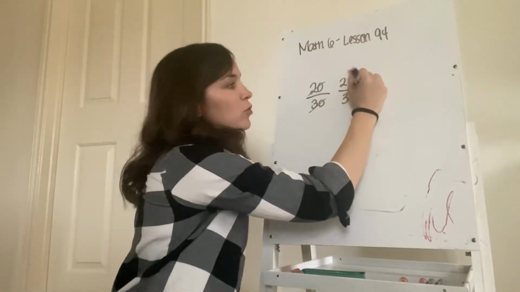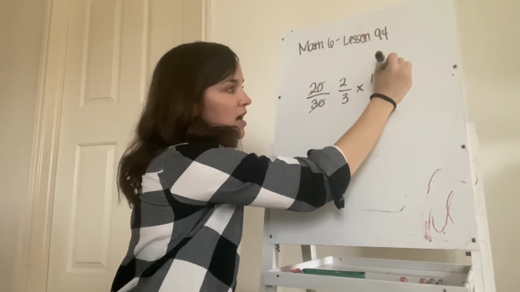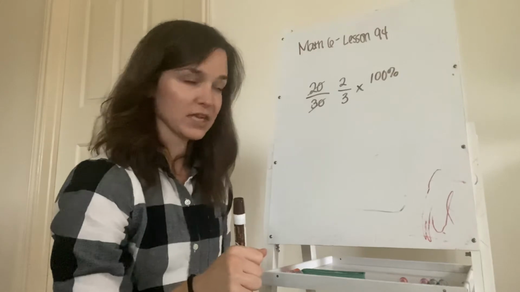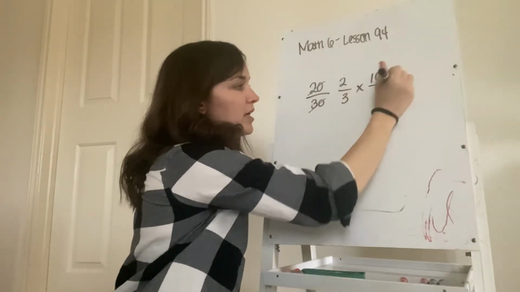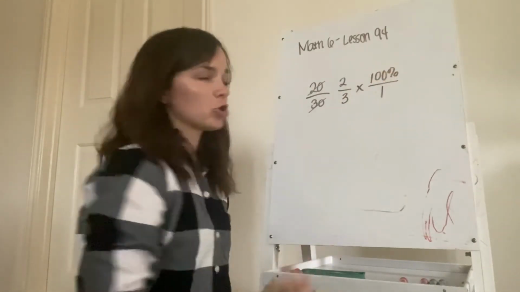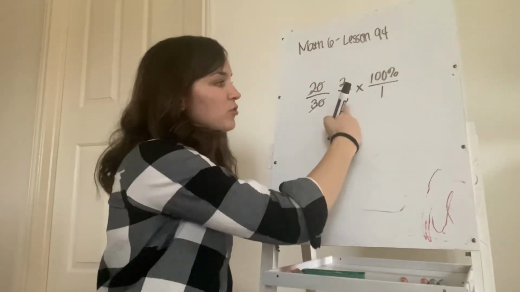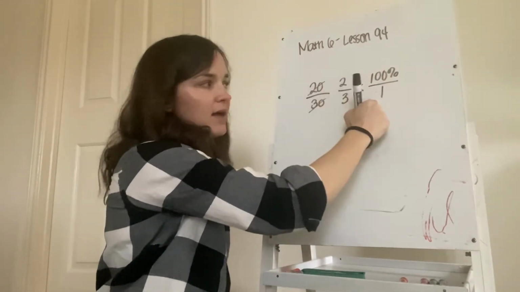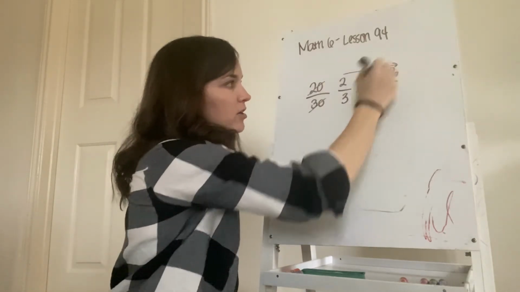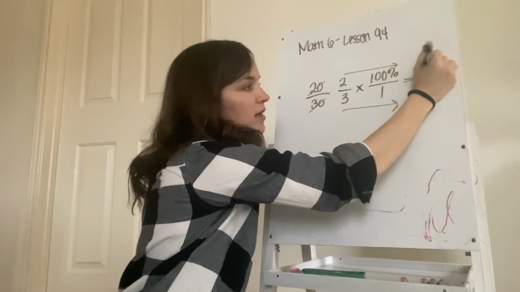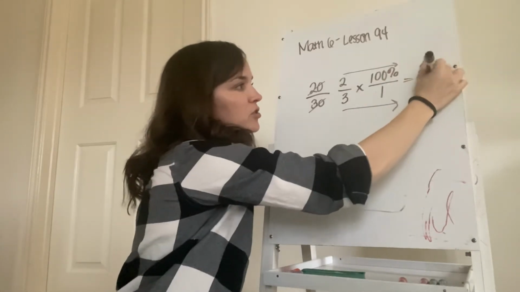So now we're going to be multiplying that fraction times 100%, because again, our goal is to turn the fraction into a percent. So we'll multiply by 100. We don't have a denominator, so we can always put a denominator of 1. Now we look to see if we can cross simplify. Nothing here, so we're just going to go straight across, straight across. 100 times 2 is 200. 3 times 1 is 3.